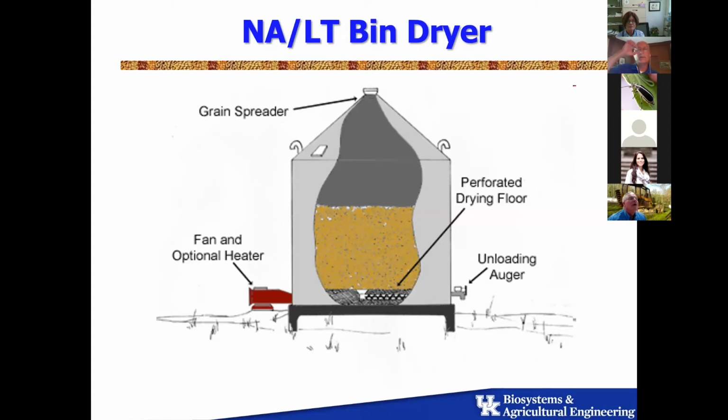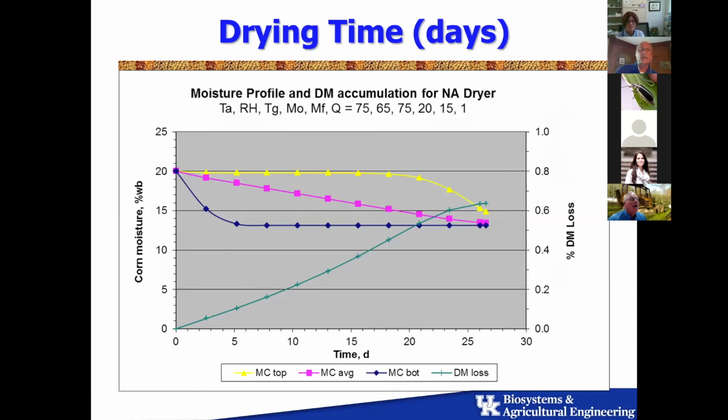If we don't have heat on the bin and just use natural air, we are totally reliant on Mother Nature to give us the drying conditions that we need to get the corn dried well. And I ran a simulation here to compare two different airflow rates. This first chart is showing the moisture changes in the bin. At 1 CFM per bushel, we're looking at 75-degree air, 65% humidity, 20% corn. We're going to try to dry that from 20% to 15%.